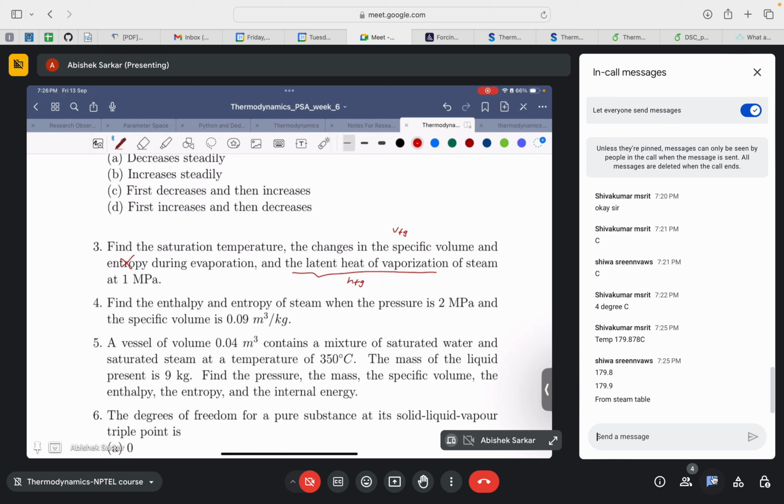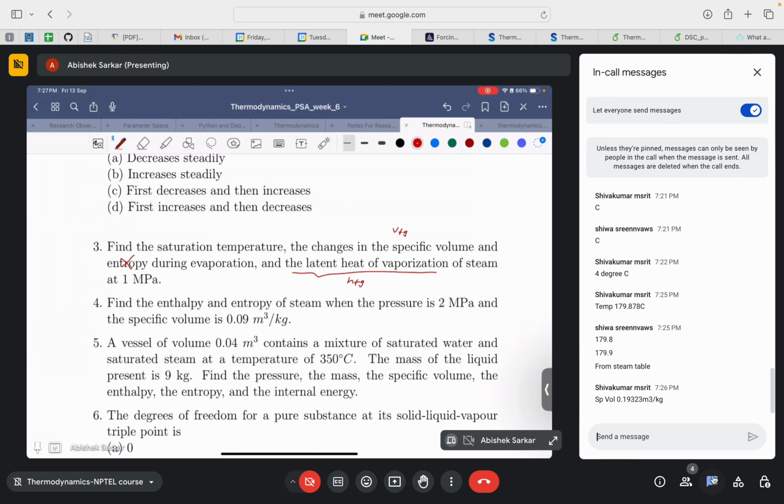Now tell me the latent heat of vaporization, HFG, specific volume. Let me just check the answers. Is it the change in the volume, or are you just mentioning a specific volume? I want VFG, not VF or VG. Let me just check. Okay, yeah, it's in the right range.